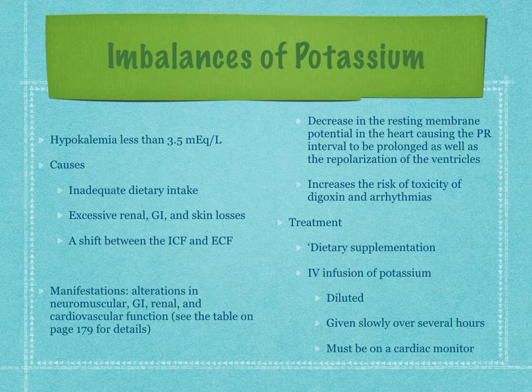The manifestations of hypokalemia include alterations in neuromuscular, GI, renal, and cardiovascular function. There's a table on page 179. Take a look and see the details of how it affects their function. It can cause a decrease in the resting membrane potential in the heart, causing the PR interval to be prolonged, as well as the repolarization of the ventricles. It can also increase the risk of toxicity from digoxin, which would lead to arrhythmias. In addition, just having low potassium levels can also cause arrhythmias. The treatment is dietary supplementation.